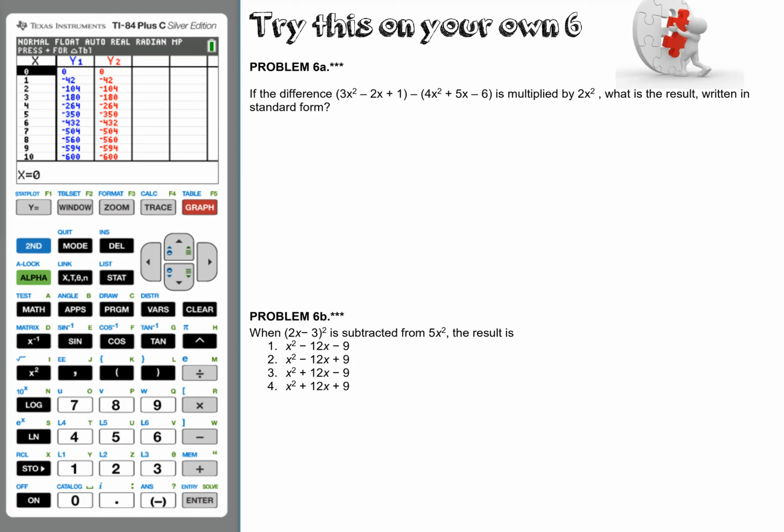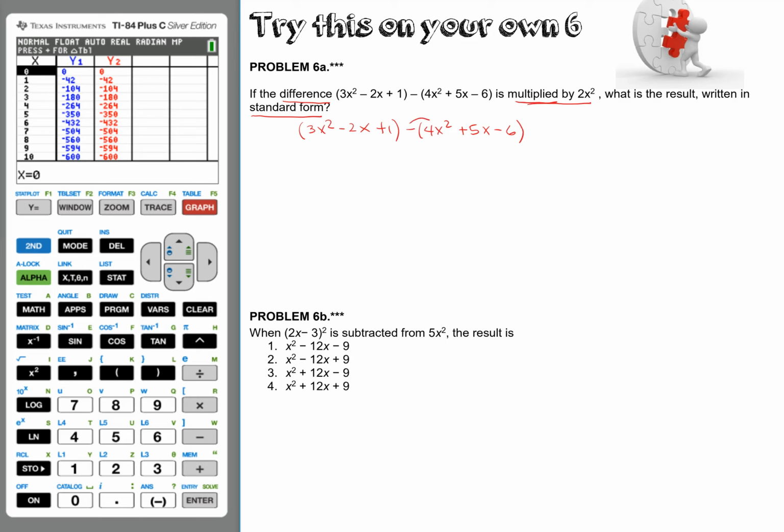So it is already written as a subtraction of two expressions. I will just copy it again. So we have here 3x squared minus 2x plus 1 minus 4x squared plus 5x minus 6. Okay, here's the thing that you have to look at. It's asking for a difference multiplied by 2x squared, and also the standard form. So let's work out the subtraction first before we do the multiplication by 2x squared.